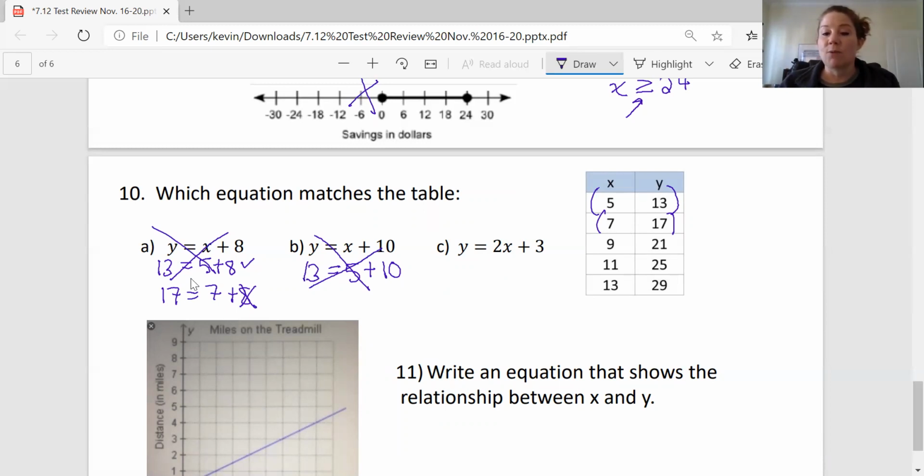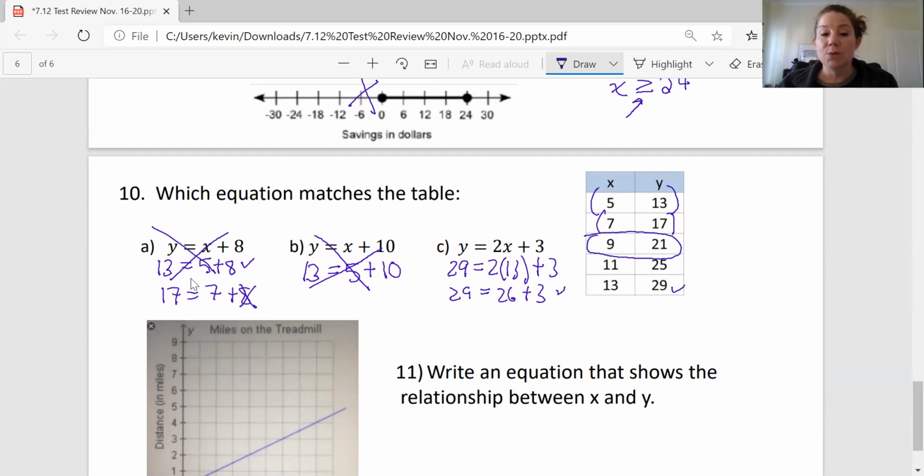All right, so if Y is 29 and X is 13, well, 2 times 13 is 26. Is 26 plus 3, 29? Oh, that one works. It works for the last one. Let's pick another one. Let's say we pick this one just to make sure.